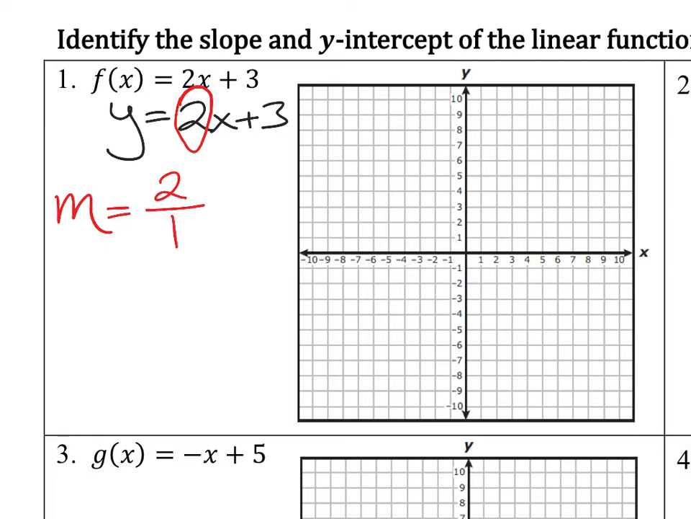Which means, am I going to go up or down? And I'm going to go to the right. There's my rise and my run. That's my movement number. That's what you can think of for m is the movement.